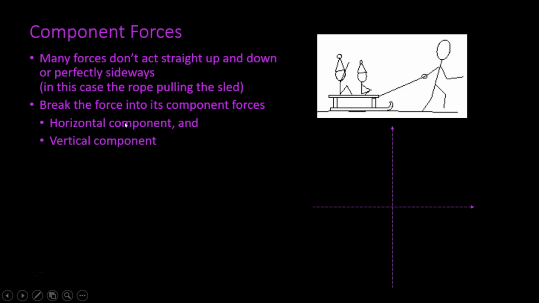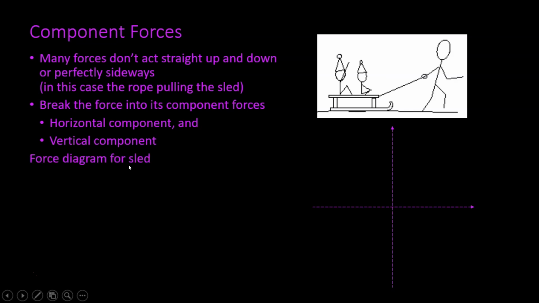that's the component that's acting sideways, and we can break it into a component that's acting straight up and down. And so when we do this, this single force that's acting up and to the right creates the same type of motion as if we had one force acting straight up and another force acting horizontally to the right.